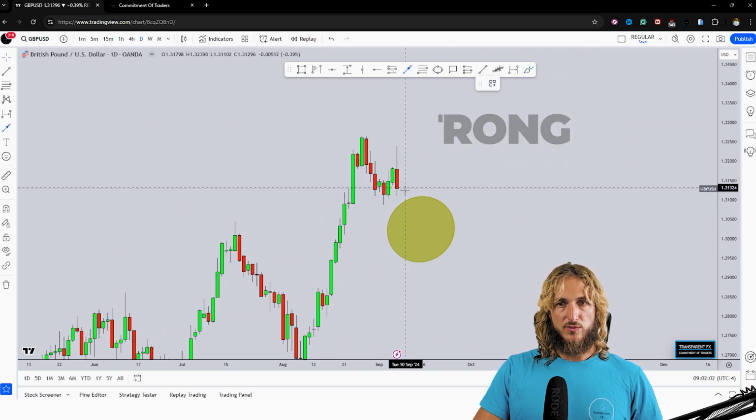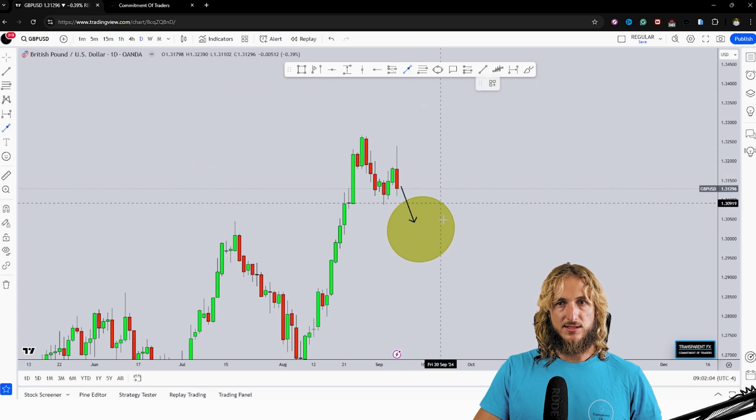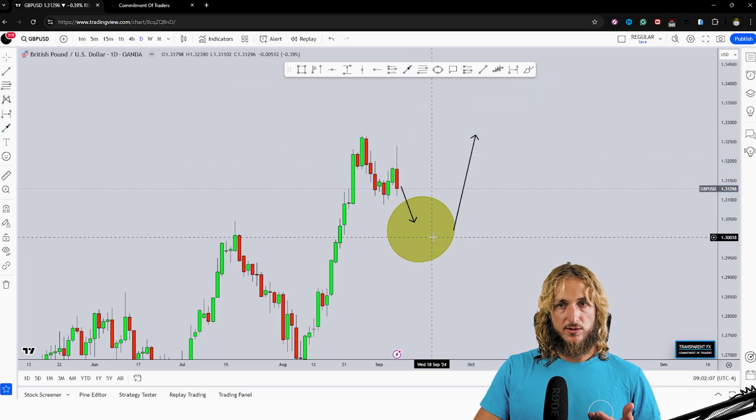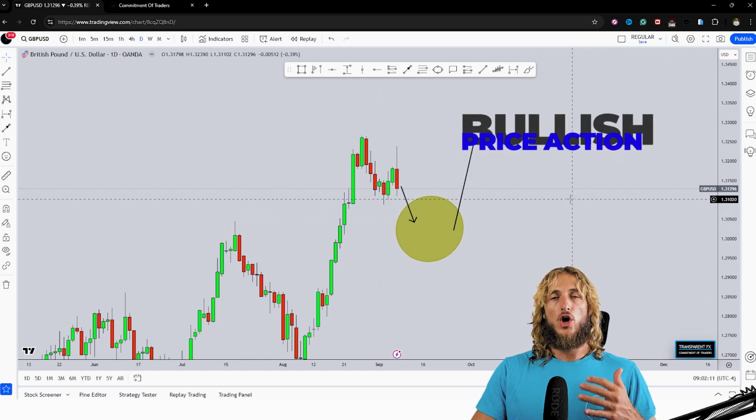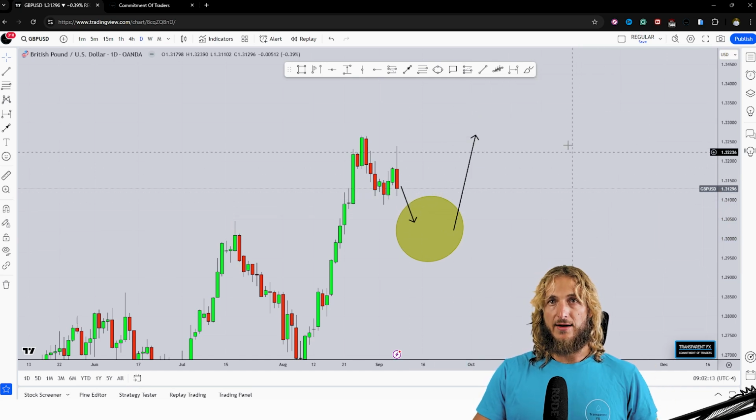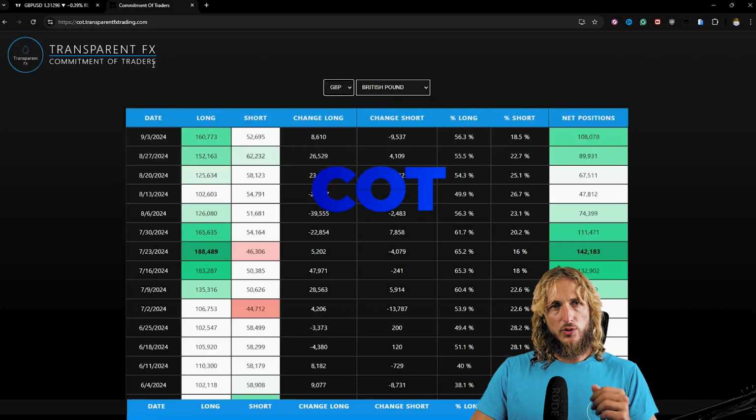So what seems possible is to see this market go and test this zone, load up the longs of institutions, and then for the market to reject this zone to the upside, continuing the weekly uptrend that we have previously identified.